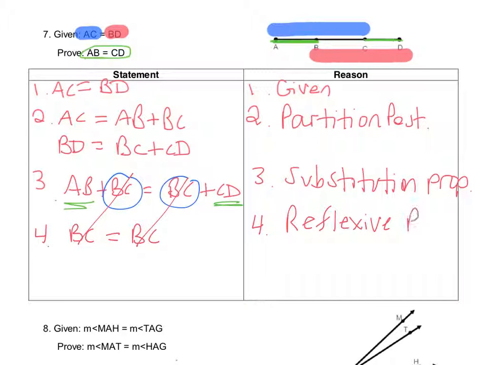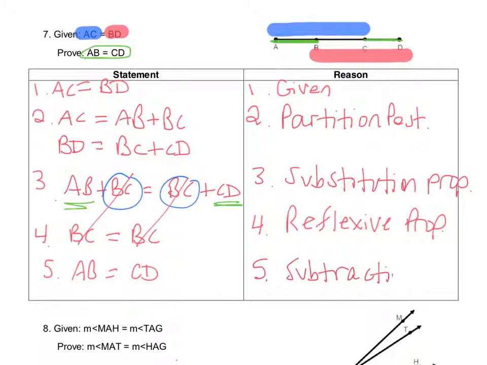We're almost done. And lastly, after we subtract it out, bring down what's left over, we have AB is equal to CD. And that is our proof. We did it by last step subtraction property. How easy was that? Nice and easy. We can move on to the next one, or you could take a break.